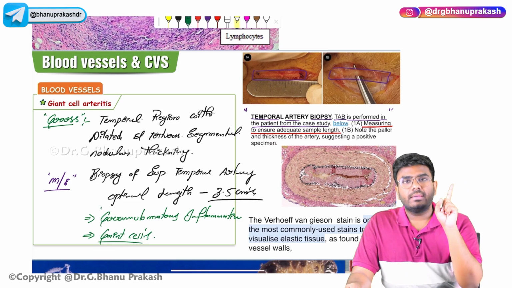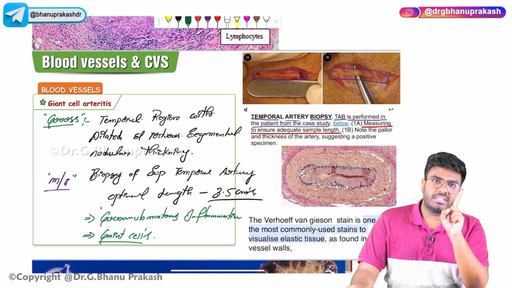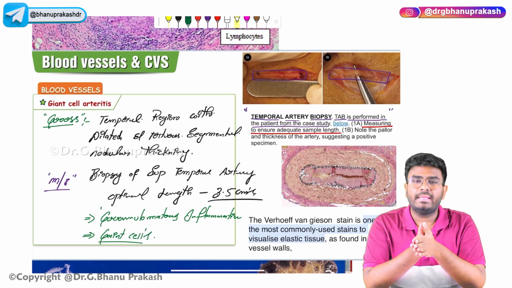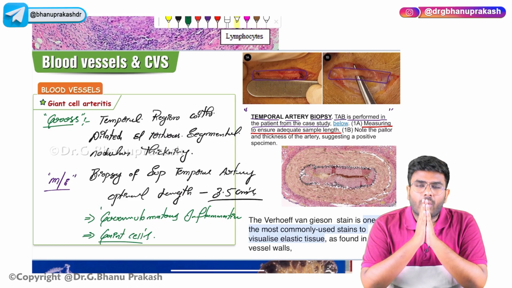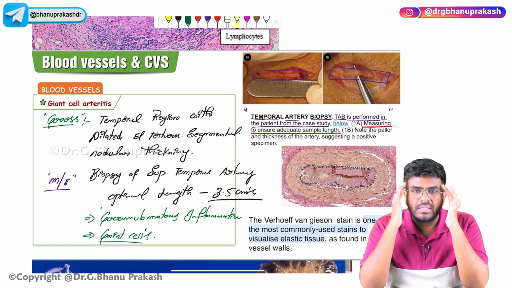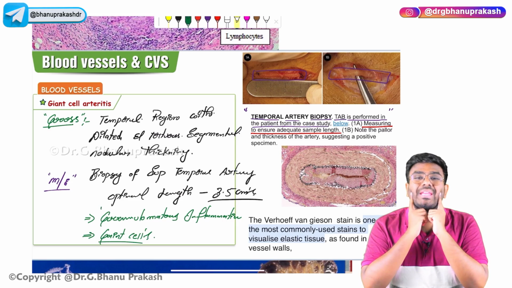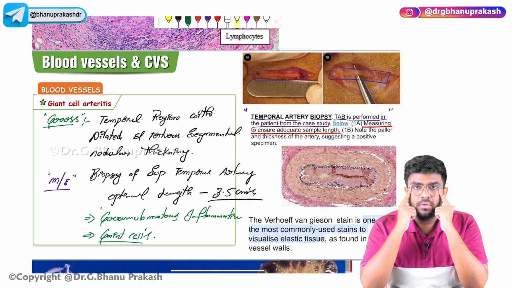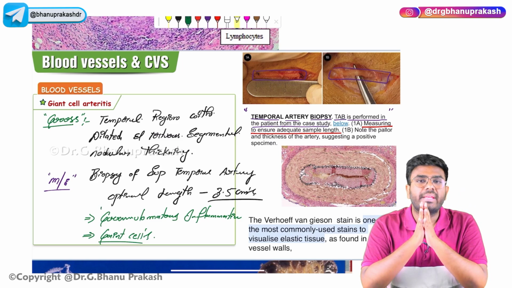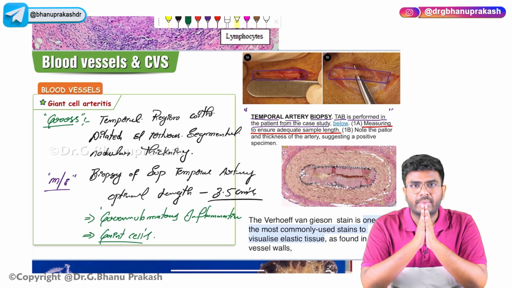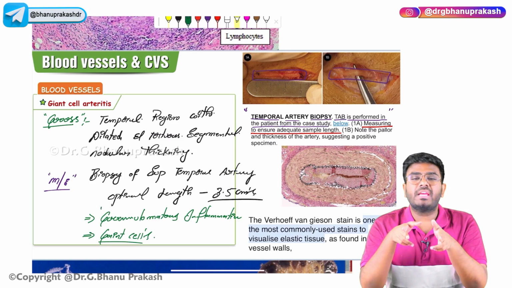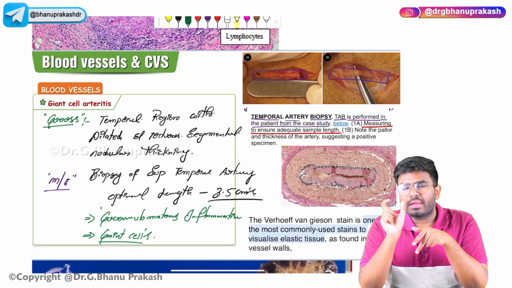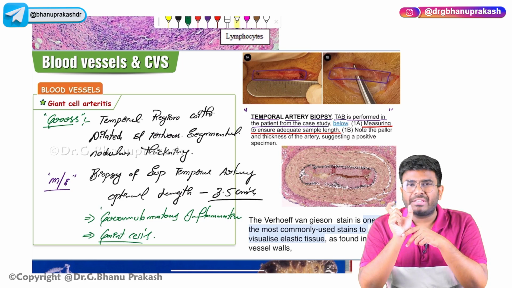So remember, temporal arteritis, also called giant cell arteritis, is going to be seen in the elderly, especially females after 50 years. Now, what are the important points regarding clinical features? There is a unilateral temporal headache with jaw claudication and a risk of blindness. So, start the steroids immediately. And to confirm the diagnosis, you need to take a biopsy, and the optimal length of the biopsy is going to be 3 to 5 centimeters.